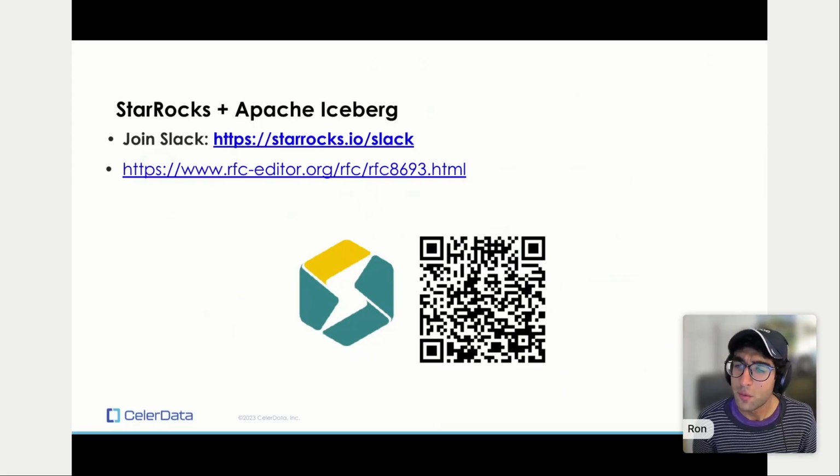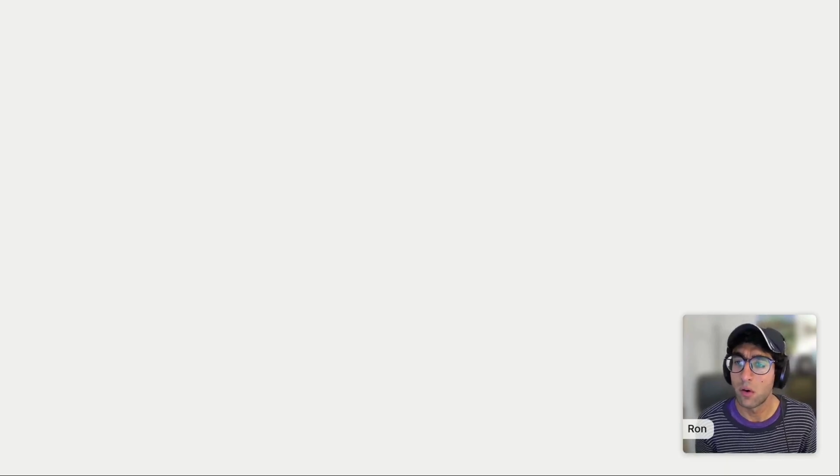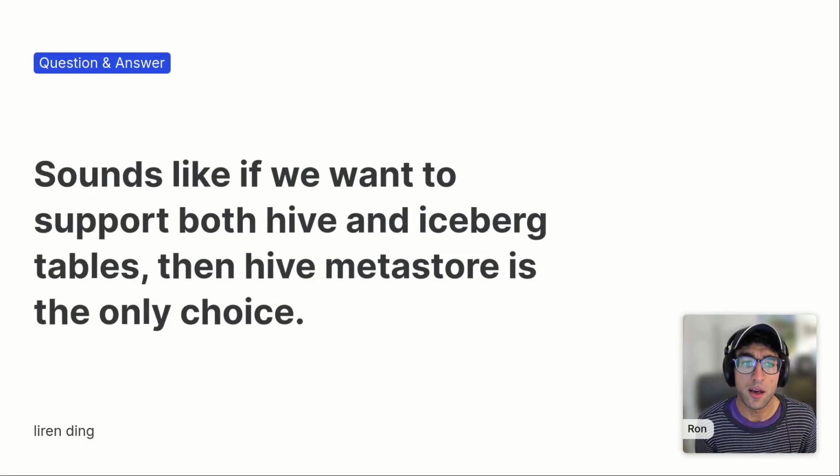Okay, yeah. So it sounds like we want to support both Hive and Iceberg tables. Then is Hive Metastore the only choice? No, actually, we can use different catalog providers for Iceberg tables.